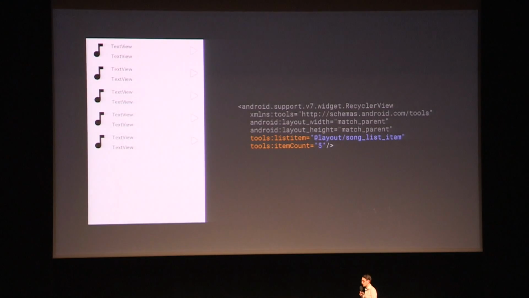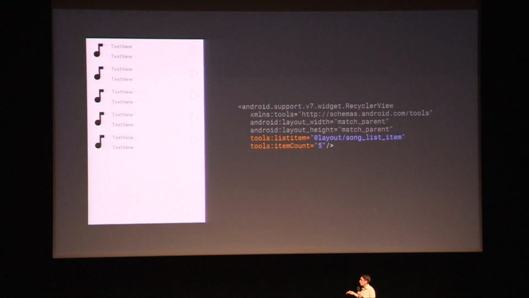So you might already be familiar with those tools attributes, listitem and itemCount. They've been around for a while, and they provide a very simple way of customizing your recycler view in the layout editor, with listitem giving the layout of the item to display, and with itemCount the number of items to display. That way you can play with what it would look like to have a long list or a short list, and you can see what your real layout that you would want to put in your recycler view will probably look like.